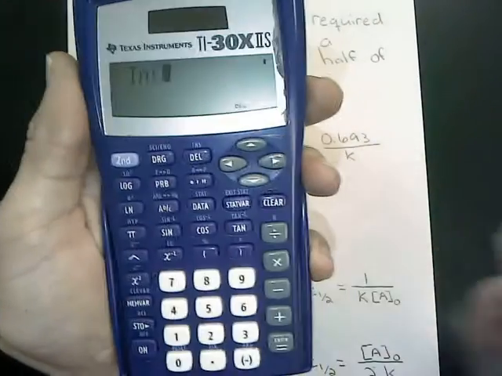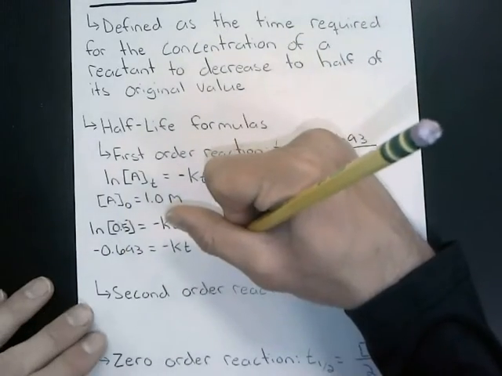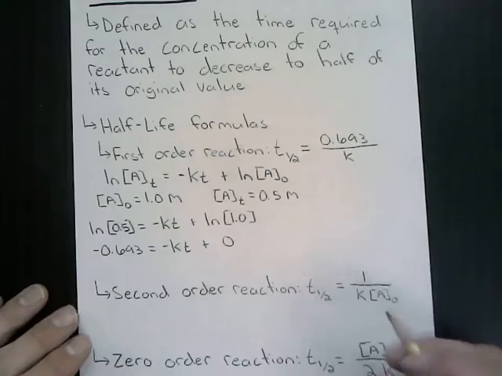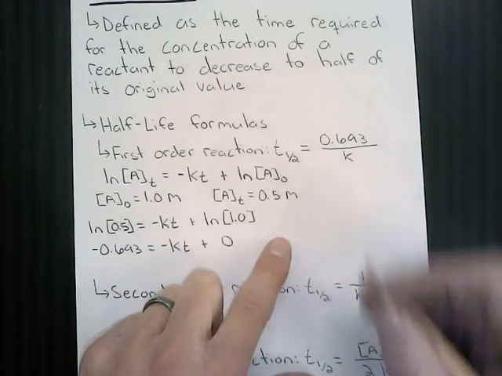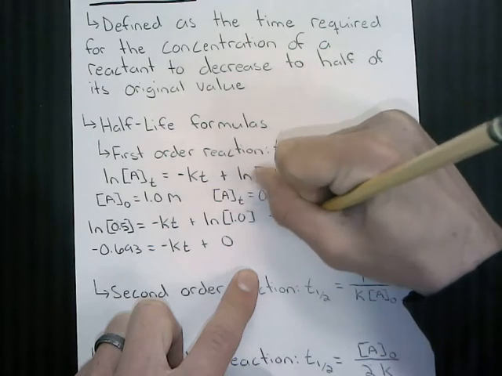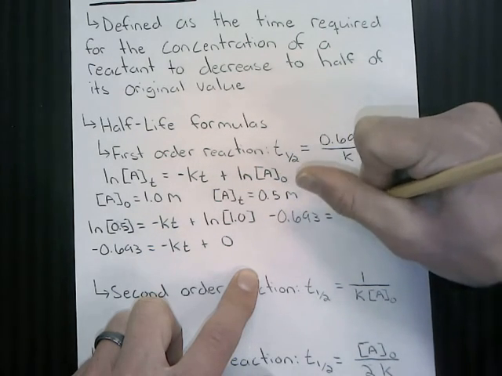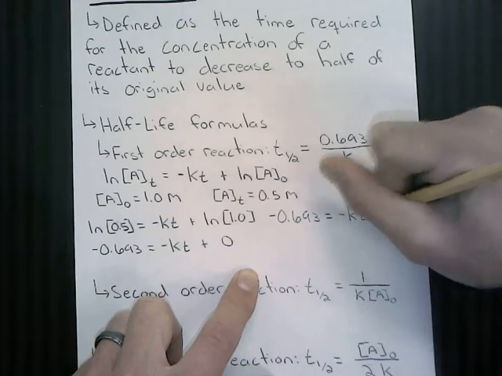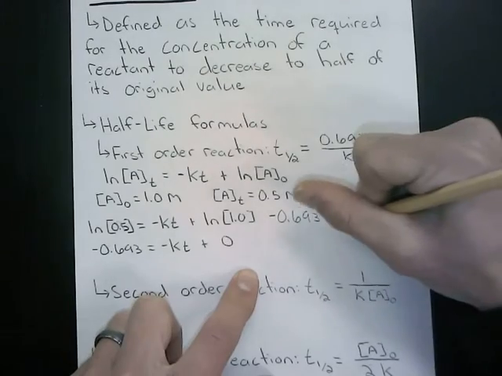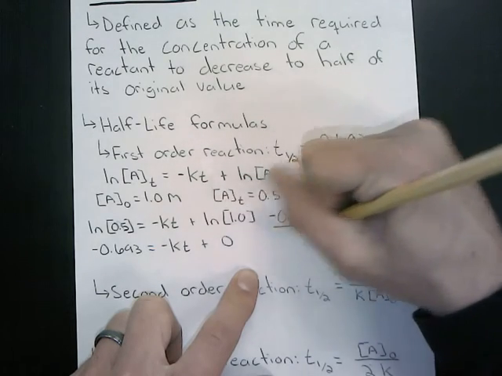So the natural log of 1 is 0. Okay? Now what I need to do, I'm going to rewrite this right here without the 0. So I'm going to have negative 0.693 equals negative KT. I want to get T by itself, so I divide by negative K on each side.